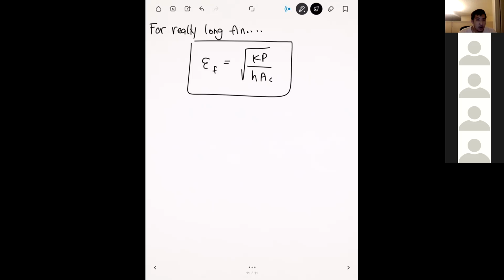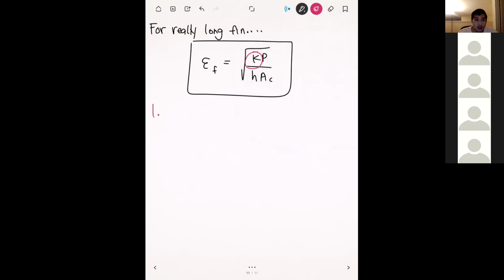And so, this formula is nice, but I do want to highlight some things about it, because even though it looks like a fairly simple formula, there's a lot of information we can derive from it that can apply to more complicated fins like a car radiator as well. What I'm basically going to do is look at each of the parameters here and make some observations on how they affect the effectiveness. All right. So let's start with k.